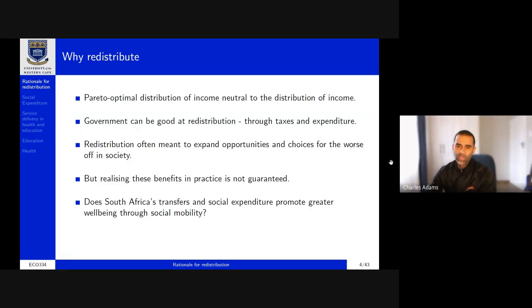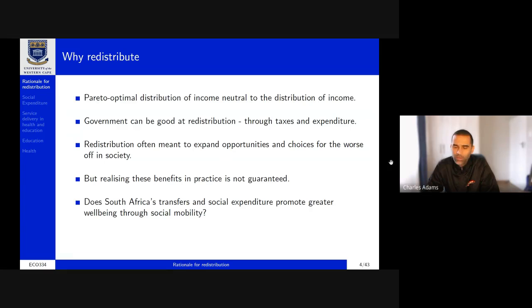Of course, realizing these benefits is not guaranteed in practice, right? So it's all good and well to have this social system where we have a transfer of income and also an expansion of opportunities to the less well off in society, but implementation matters as well, right? And it is an important component of a government social program.